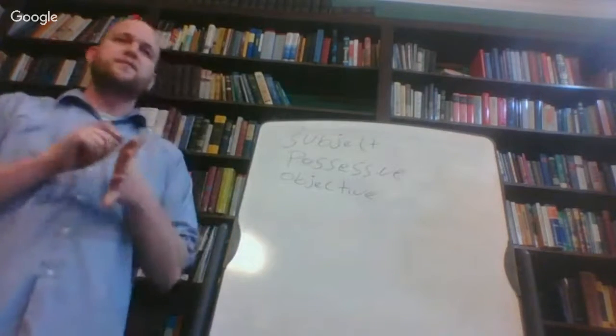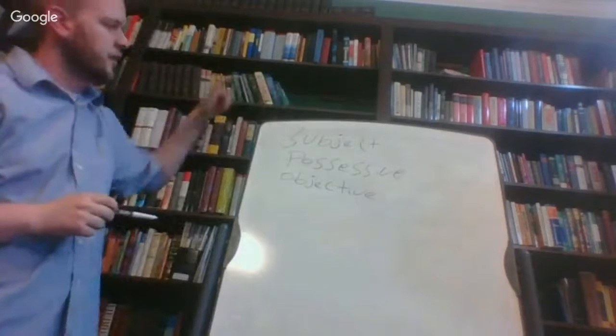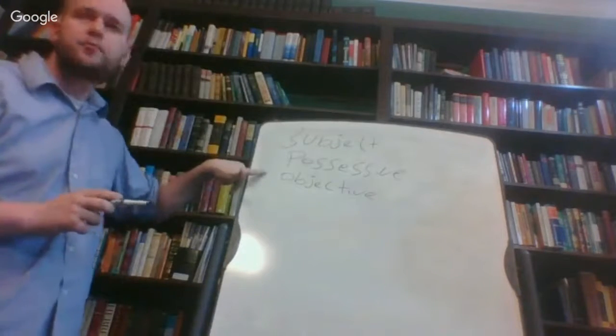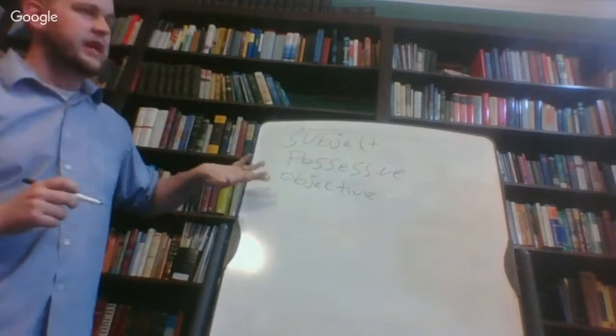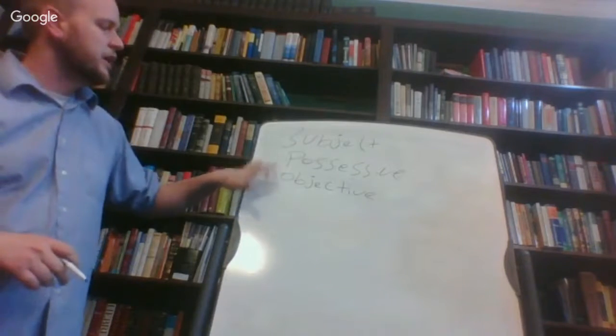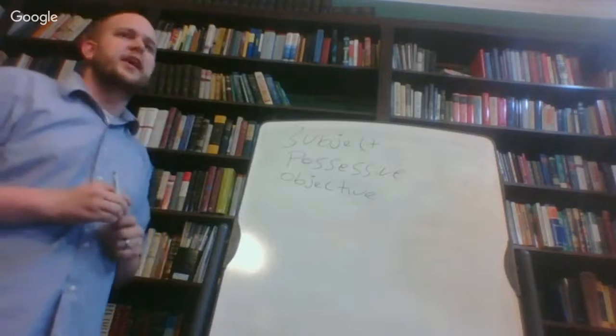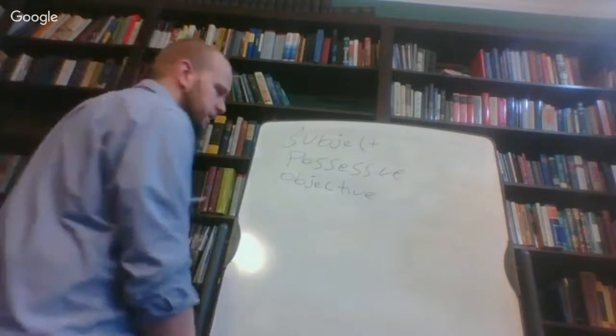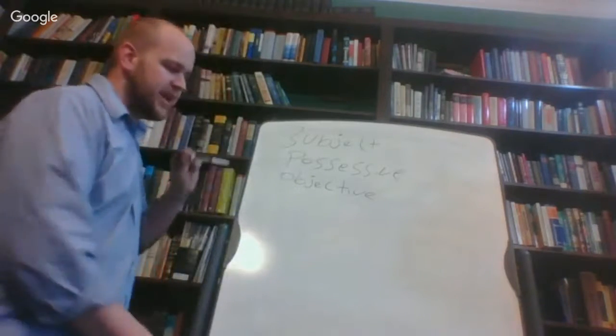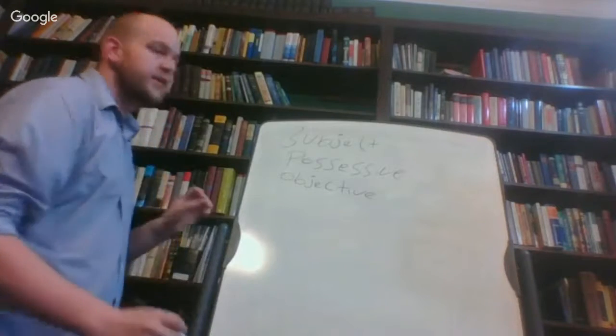Greek is going to have 5 cases. We're going to see a subject, a possessive, an objective. We're also going to see an indirect. We'll learn about that on Thursday. And then also a vocative case, the case of direct address. We'll talk about that later. So these are the 3 basic cases in English.